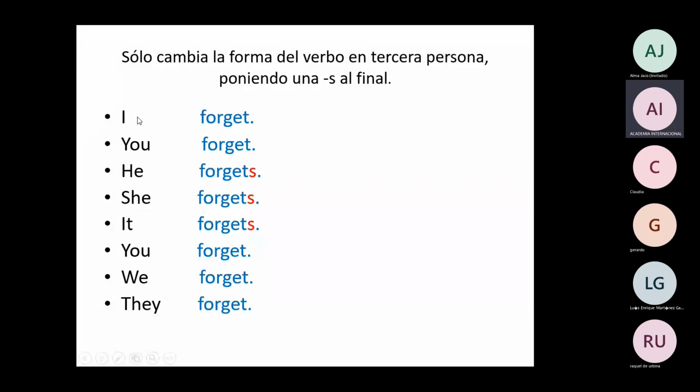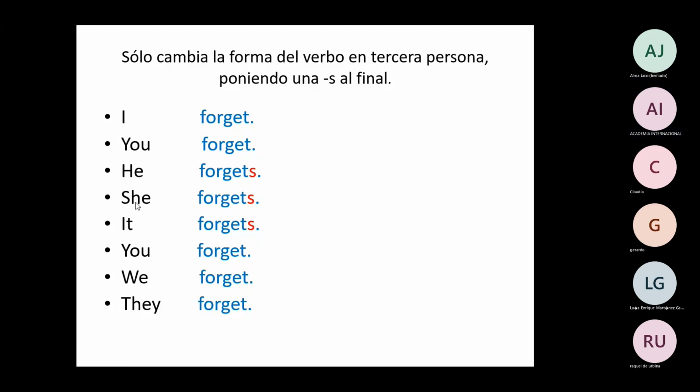Por ejemplo, aquí están todos los pronombres personales. I, you, he, she, it, you, we, and they. Ahora, estos pueden ser reemplazados por un nombre propio. En vez de decir he, puedo usar el nombre propio de una persona. En vez de decir she, también puedo usar el nombre propio de una persona. Ahora, con he, she, and it, el verbo debe de llevar una S al final. Por ejemplo, she forgets, he forgets, and it forgets.